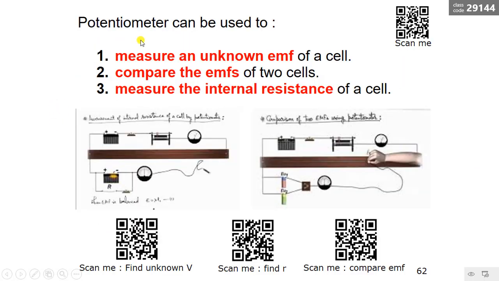So, the potentiometer can be used to measure the unknown EMF of a cell, unknown voltage. Besides that, we can use it to compare the EMF between two cells, and we can use it to measure the internal resistance of a cell. The cell here means the battery. It refers to battery. Okay, so this is the basic idea or the basic concept about the potentiometer.